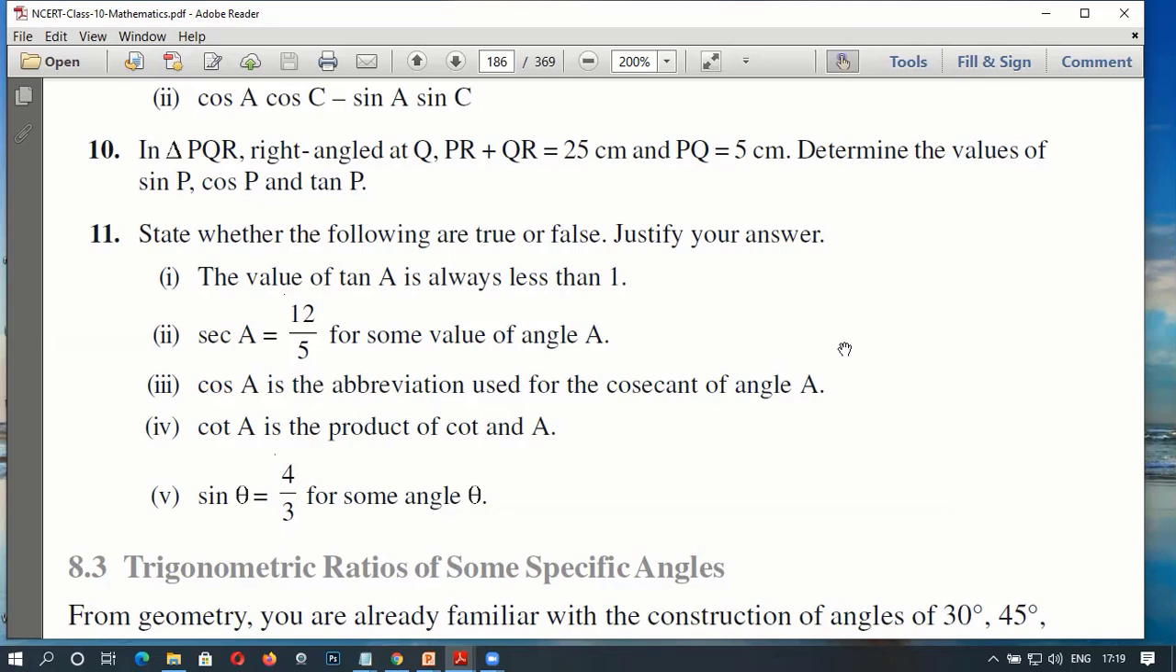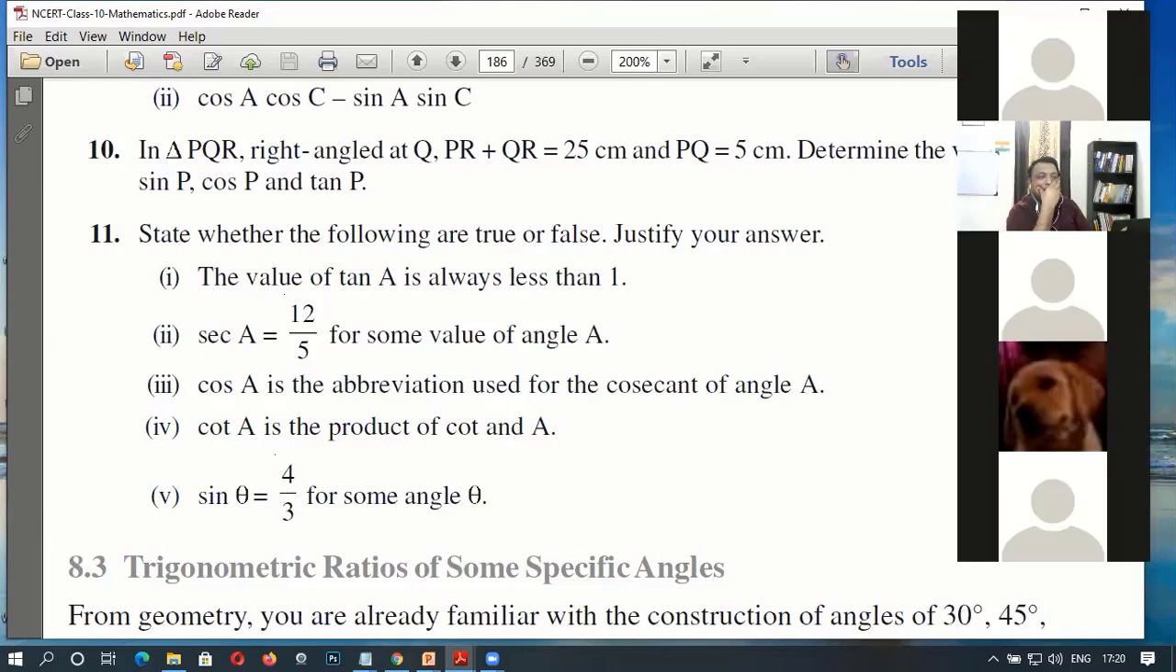Sir, I don't know. Okay. Who wants to explain this? Any one of you? May I, sir? Yes, please. So it can't be, because sec A would be 12 by 5. So it will be hypotenuse upon base, 12 by 5. 12 will be the hypotenuse. But if we calculate the perpendicular from the Pythagoras, it will be more than 12. So hypotenuse should be the longest side. So it should not be possible.